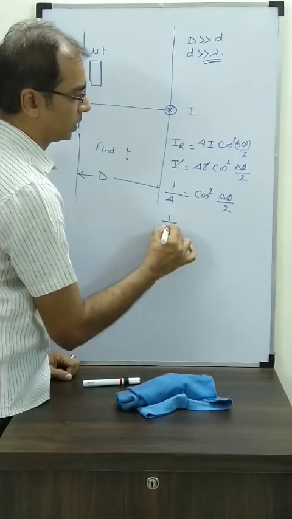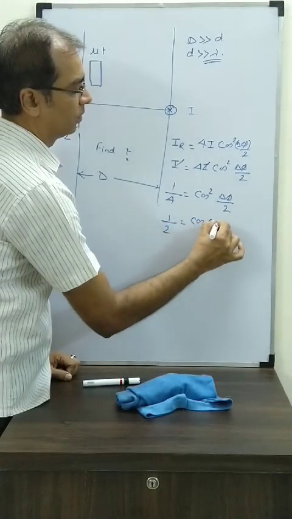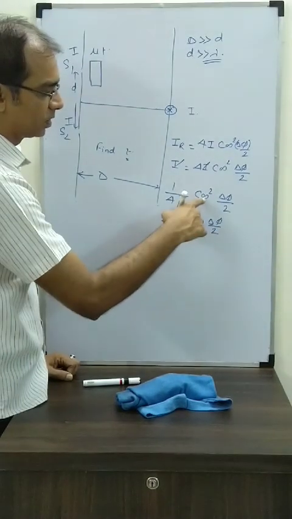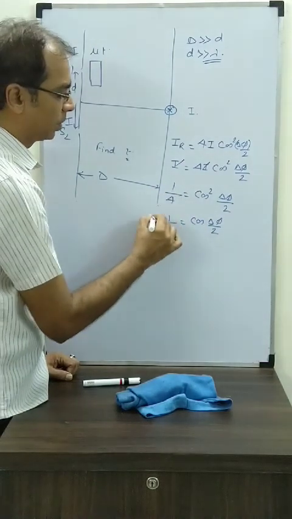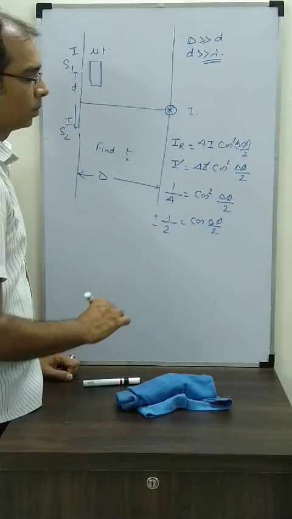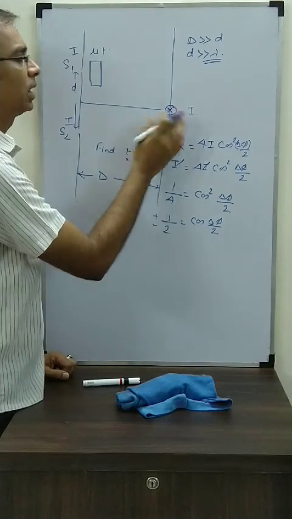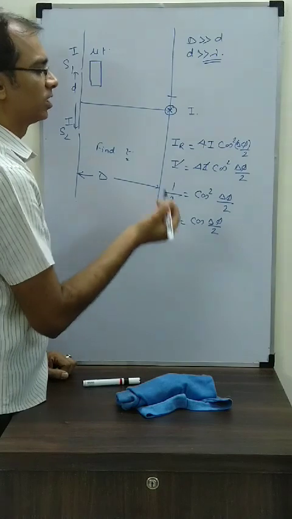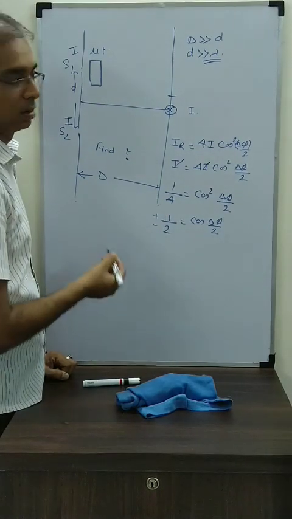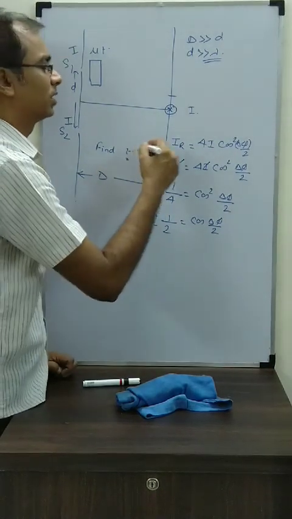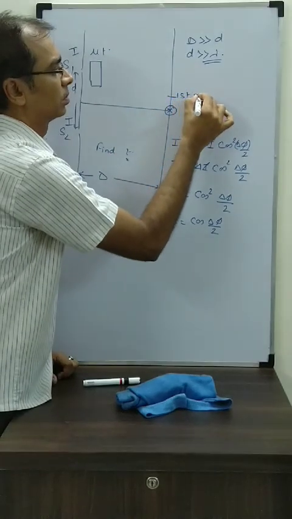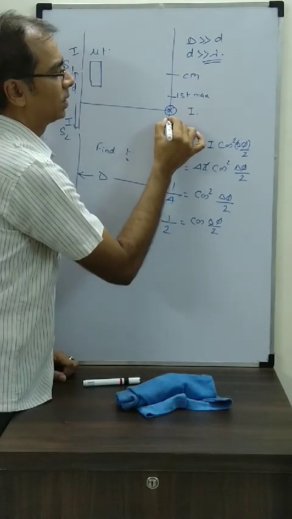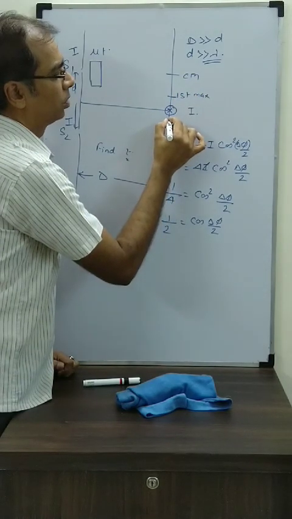Square root, 1 by 2 equal to cos delta phi by 2. Okay. Cos inverse 1 by 2. First of all, this is cos square, so this should come as plus minus. Now, this is I. It can be asked from you that maybe the point here is first maxima or second maxima or maybe any maximum. Suppose I take it as first maximum. So where is the central maximum? Somewhere. Central maximum, first maximum, and let's assume here I am going to take second minimum.